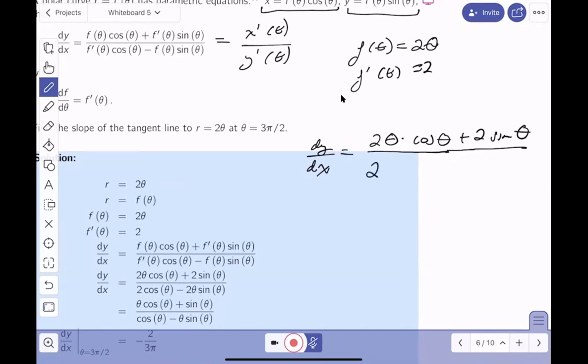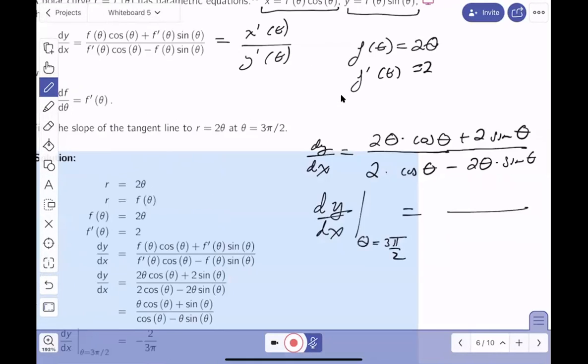All right, let's go to the bottom. Well, it's going to be 2, that's f prime of theta, times cosine of theta, minus f of theta, which is 2 theta, times the sine of theta. Now, what do they want to know? They want to know dy/dx at the point where theta is equal to 3 pi over 2. Let me see if I can do that. I got to plug it in now. It's work, no doubt about it.